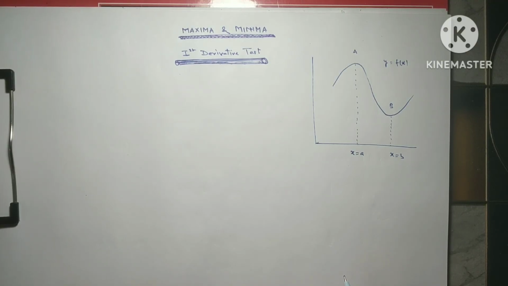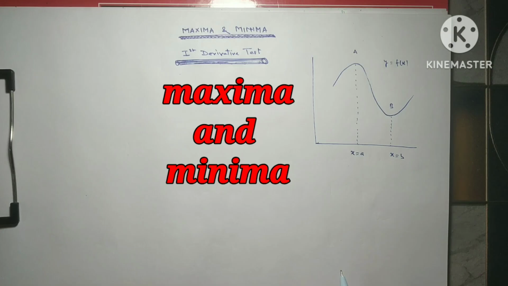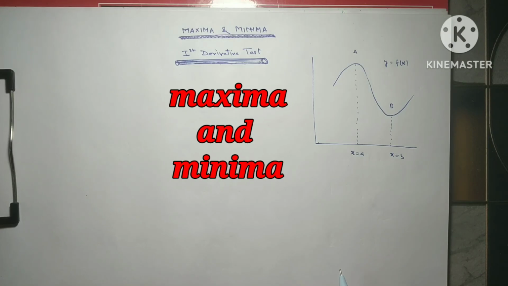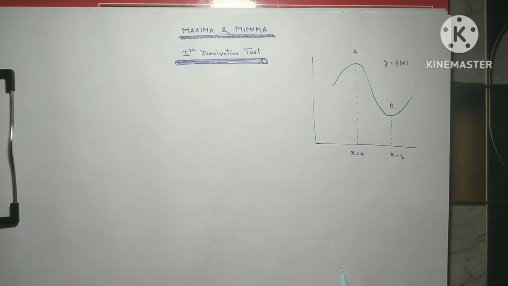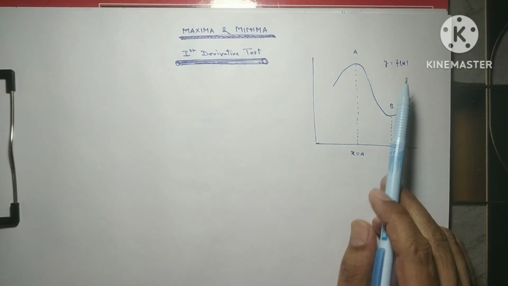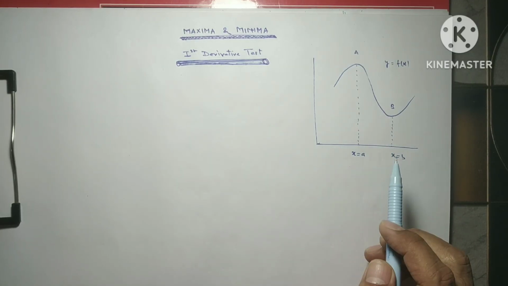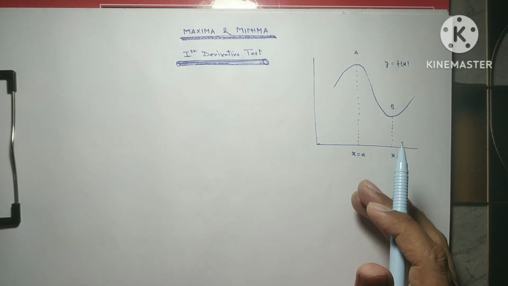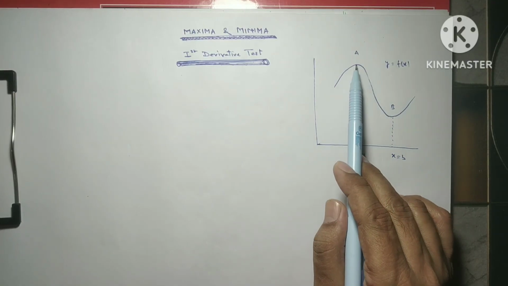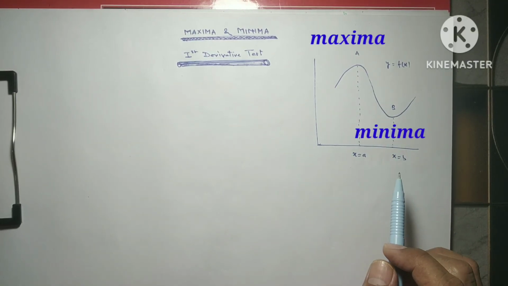Today we have a new topic, maxima and minima. It means the peak value, the peak position of a curve, or the bottom of the curve, the lowest point. Just like we have a curve y equals f(x), right now a is its peak, or you can say highest point, and b is the lowest point. So in local language we can say this is a maxima and this is a minima.